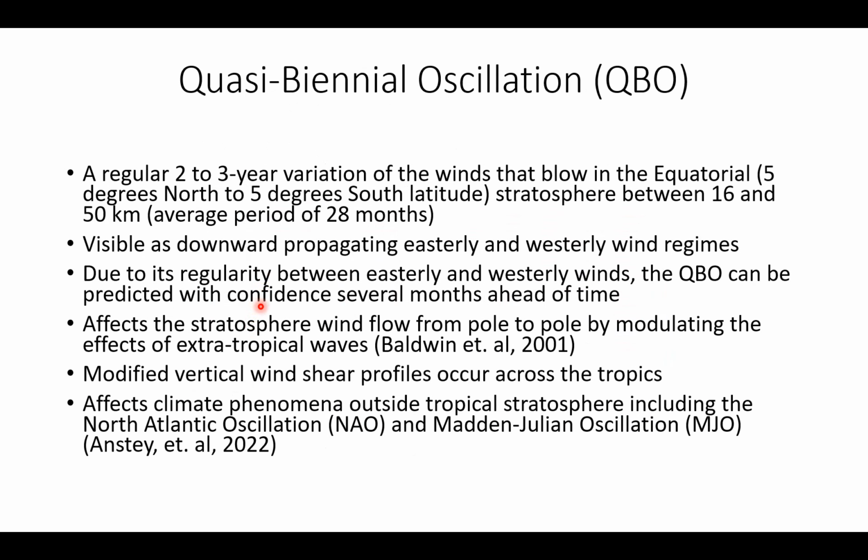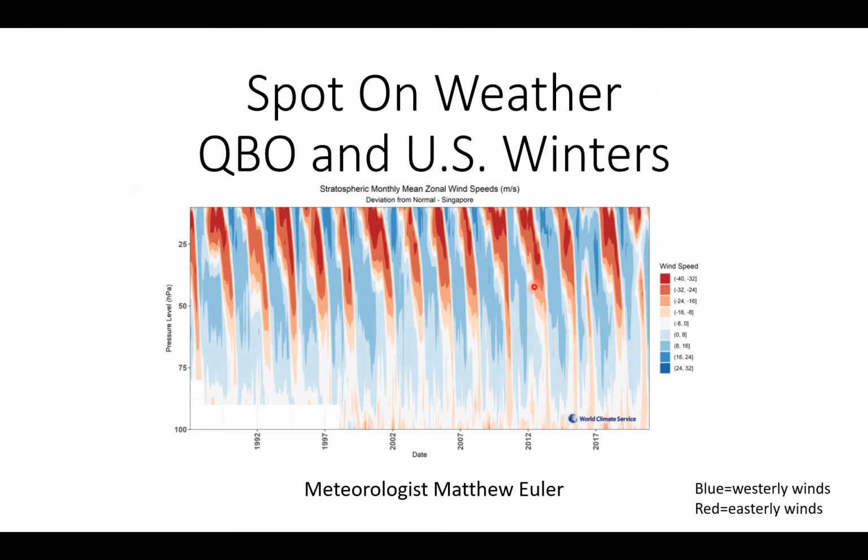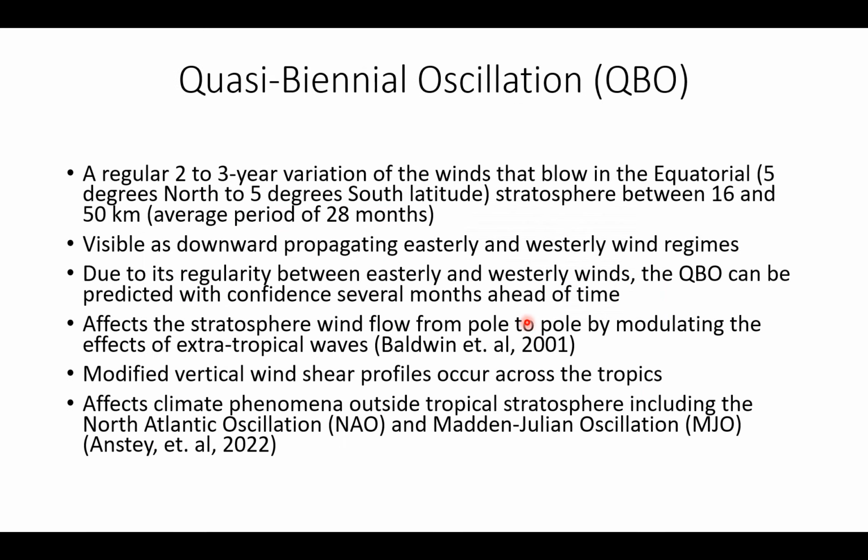Due to its regularity between easterly and westerly winds, the QBO can be predicted with confidence several months ahead of time. Now, there have been cases where the QBO has not behaved like this, where it didn't alternate perfectly over this period of 28 months. But for the most part, it's been a fairly regular occurrence. So it's fairly easier to forecast the different phases of the QBO for specific winter seasons, or let's just say we can predict it with higher confidence, several months ahead of time.